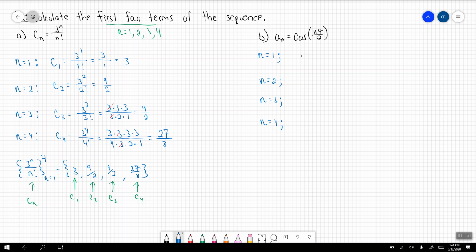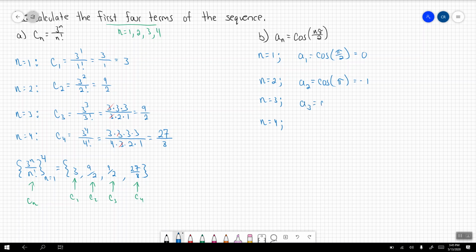So for the first one, this is going to be a sub 1. All right, that's giving me my sequence formula. Here's a sub n, so a sub 1. This is going to be cosine of n is 1, so this is just going to be pi halves. So cosine evaluated at pi halves, this should get us 0. A sub 2 is going to be cosine at 2 pi divided by 2. That's just going to be pi. Cosine at pi is negative 1.